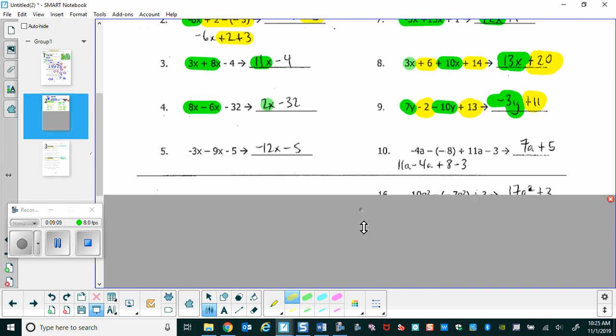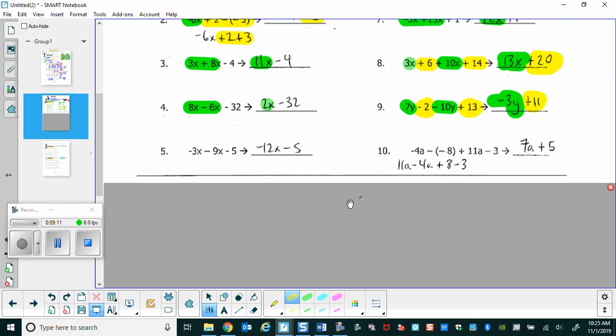All right, we're going to keep going here. And for these last two, we've got our -3x minus 9x is going to be -12x's. And then, of course, we just have our -5 as our constant. And for the last one here, number 10, I took the time to rewrite it here because we have a minus negative, and that's a +8.